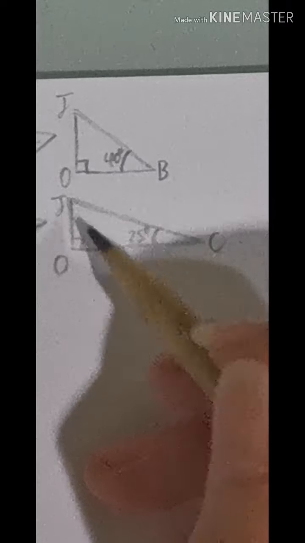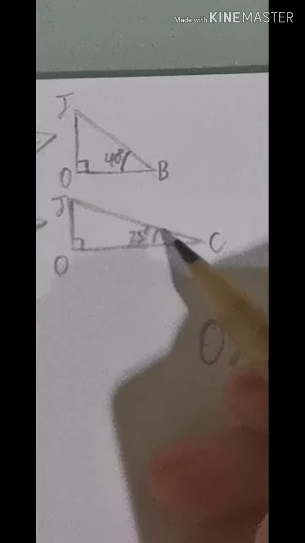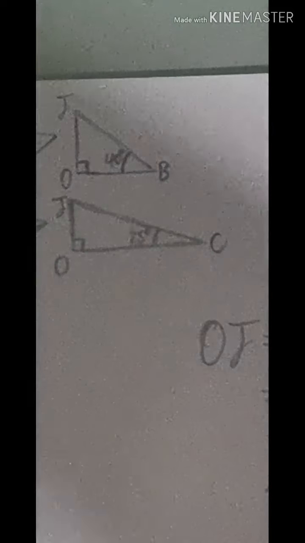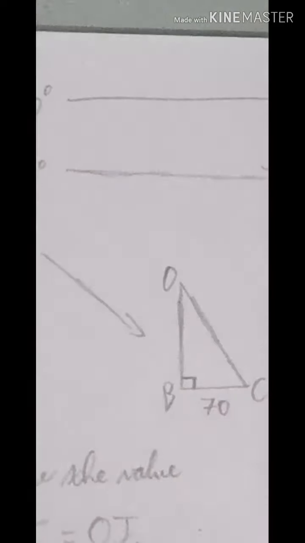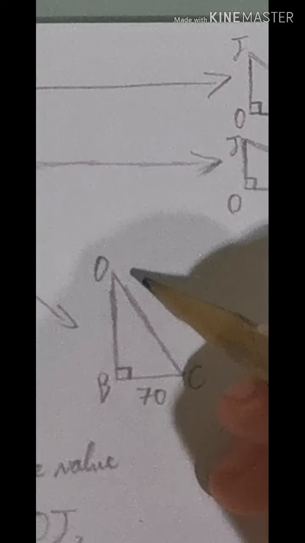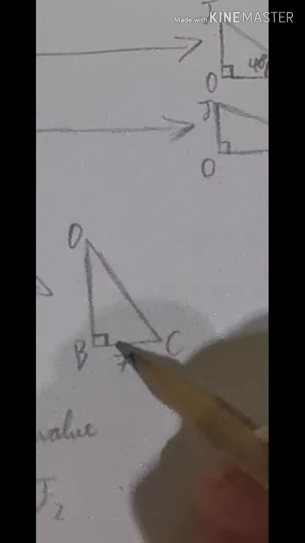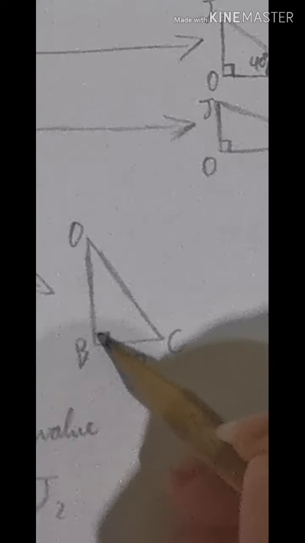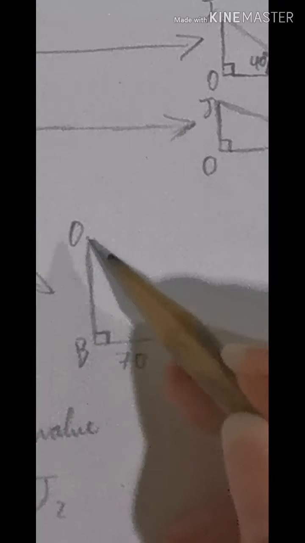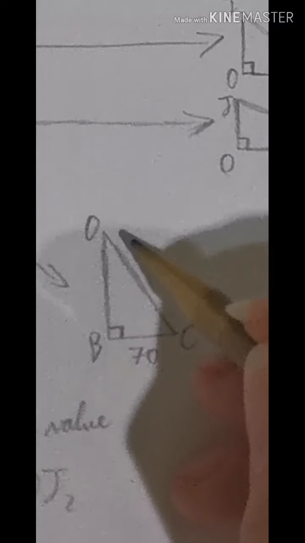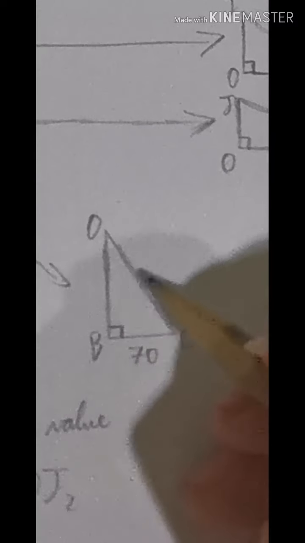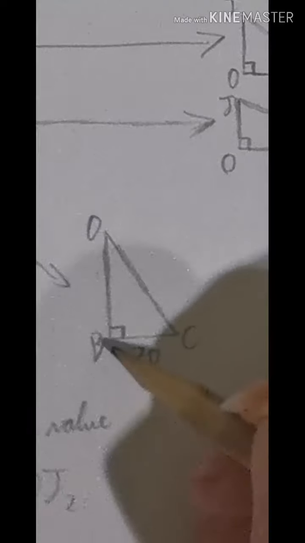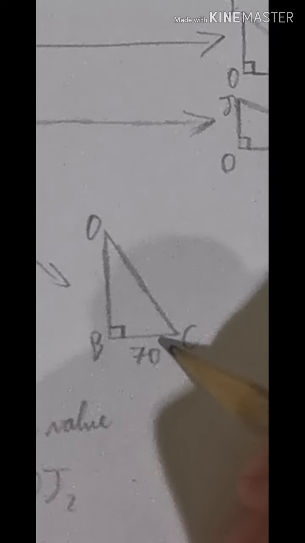The next one is T, O, and C. Angle is 25 degrees. And the third triangle, which is the distance separating OB and OC, which is 70 meters. And this is a right angle triangle, as it is stated in the question. And keep in mind, in here, we are not given any angles. We're only given 70 meters as length.